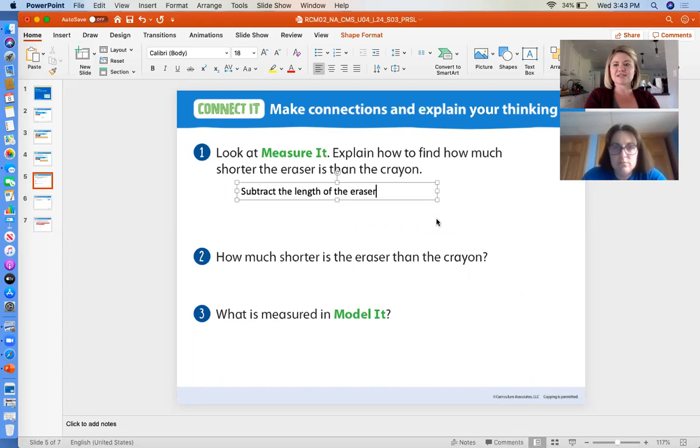Oh my gosh, I cannot type or spell today. From the length of the crayon. The length of the crayon. Easy. So very easy. Yeah.